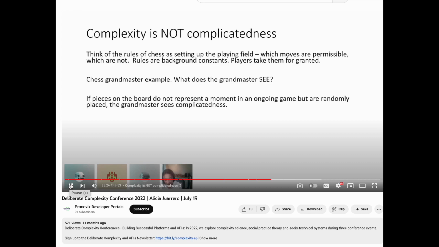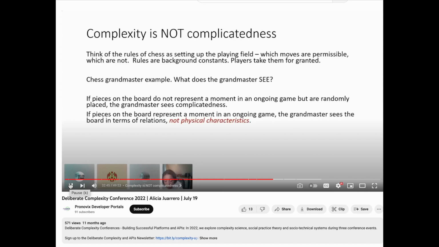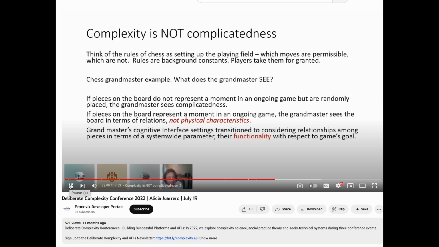The grandmaster does not see the individual pieces as individual pieces on the board. Otherwise, the grandmaster would duplicate the positions of the individual pieces. The grandmaster seems to be able to see the chessboard in terms of relations, in terms of constraint dynamics, not in terms of the physical location of the piece. So what I'm suggesting is that the cognitive interface of the grandmaster has transitioned, and that's the reason they're a grandmaster and not me.